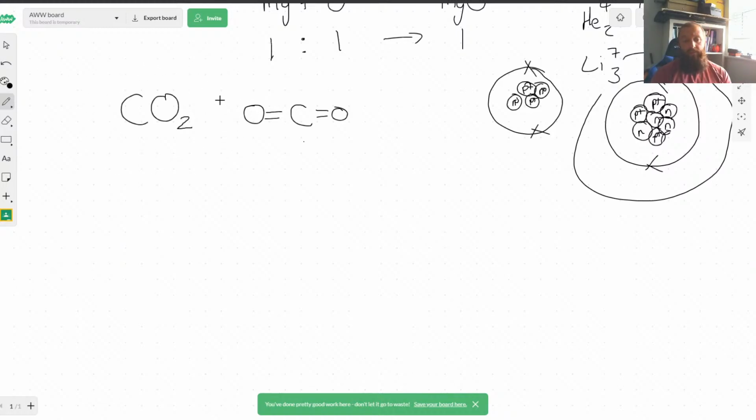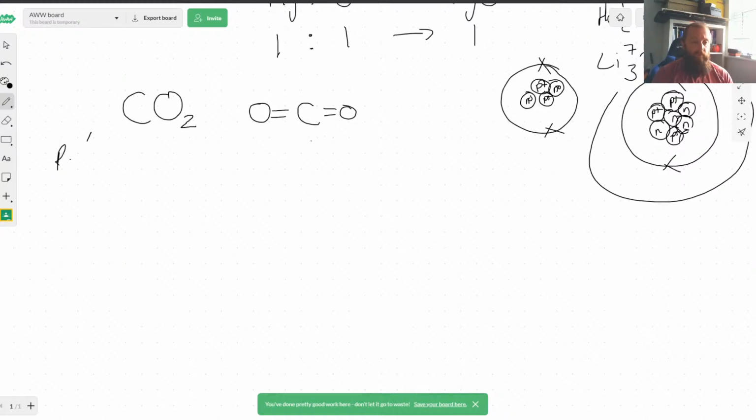Now, if I wanted to count the number of these, I have to work out something called the formula mass. And we actually call it the relative formula mass.